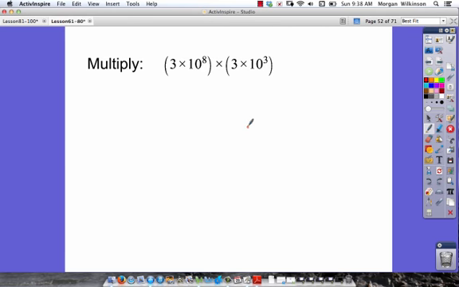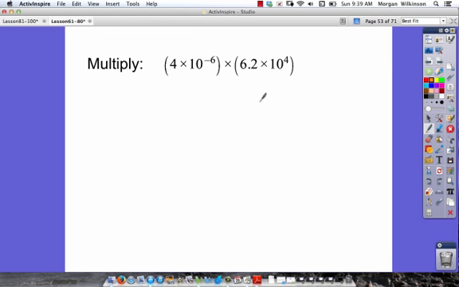Here we have 3 times 10 to the 8th times 3 times 10 to the 3rd. So our coefficients, those numbers out in front, 3 times 3, that's 9. So we're going to get 9 times 10 to some power, and we need to figure out how many powers of 10 we have. Well, if we look at that carefully, we've got 8 powers of 10, we've got 3 powers of 10. In total, that must be 11 powers of 10. So we've got our answer, 9 times 10 to the 11th power. We could box it, and we can move on to our next question.